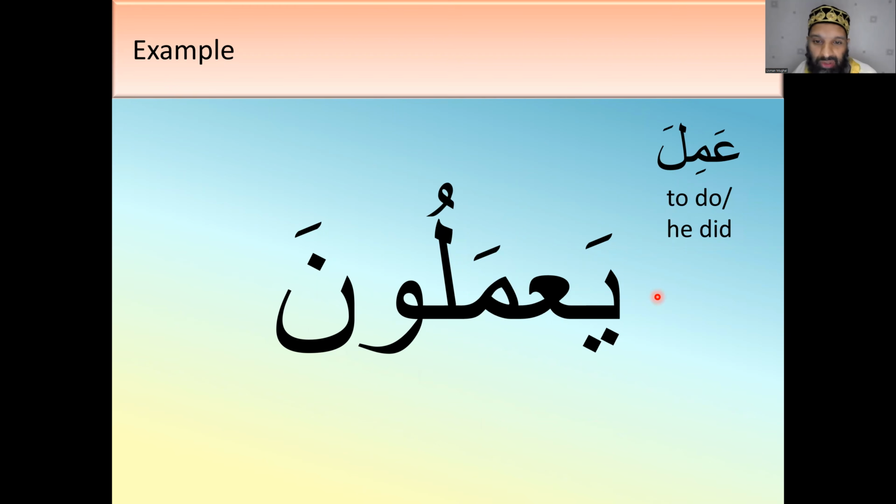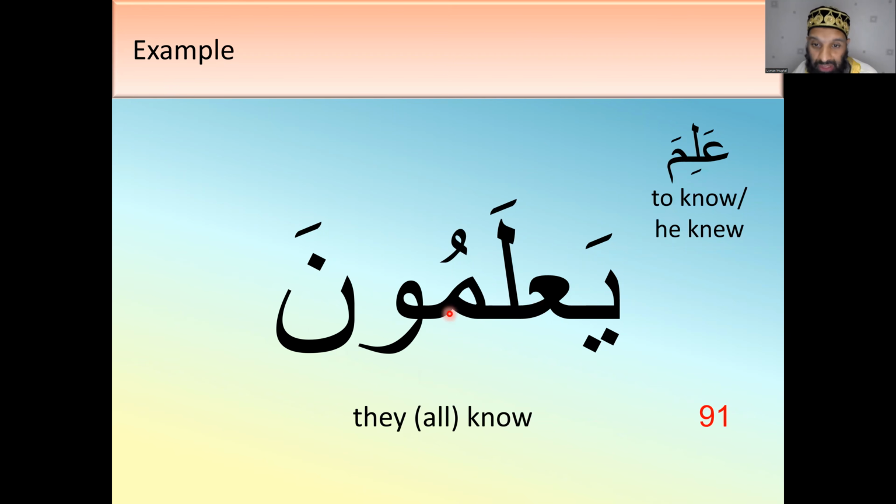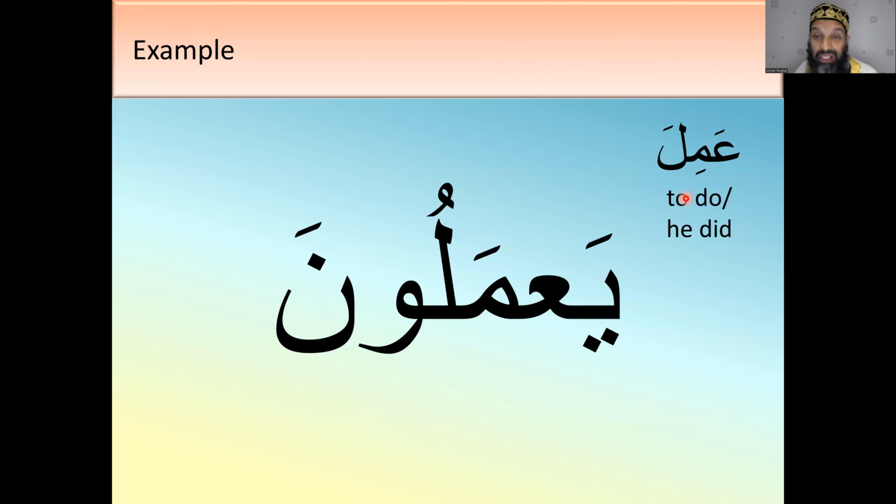Okay, so look at this now. Ain, lam, mim, ilm, got changed now to ain, mim, lam. It's another root word. Ain, lam, mim means ilm, knowledge, so they all know. This one is amila. Amila means they all do. So there's a difference between ya'lamuna and ya'maluna. This is amal in here. Amal means to action, to do. So what does ya'maluna mean?